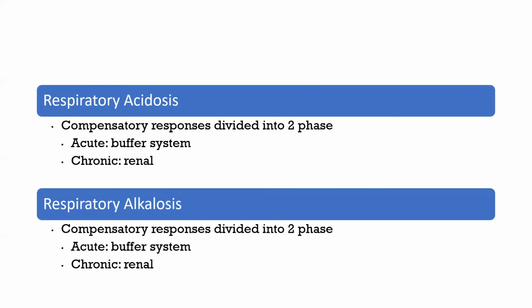In terms of respiratory acidosis, normally if we get a case of respiratory acidosis, we will usually have our compensatory mechanism come into action. The acute phase will be our buffer system, and the chronic phase will be the renal. Same goes with respiratory alkalosis.